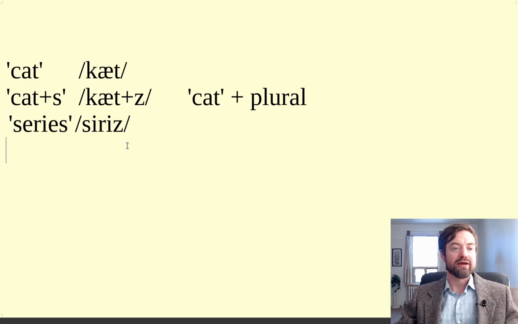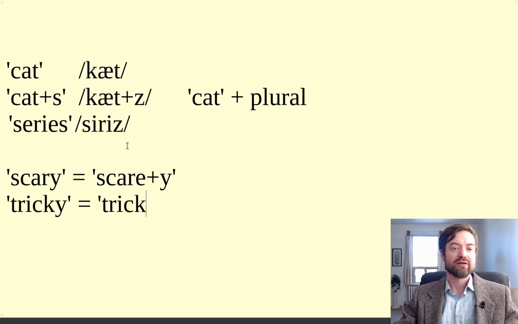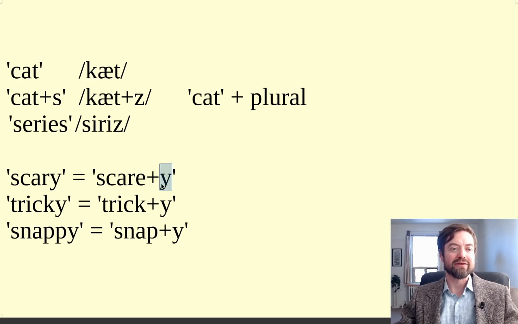Now you can look at a word like scary. Scary is like scare plus E, because scare is a word, and then E is this thing. You could say tricky, that's like trick plus E. Snappy is like snap plus E. These are all adjectives, and scary means it's like a scare. Tricky means it's like a trick. Snappy means it's like a snap.